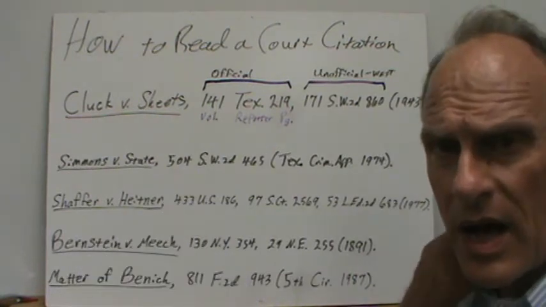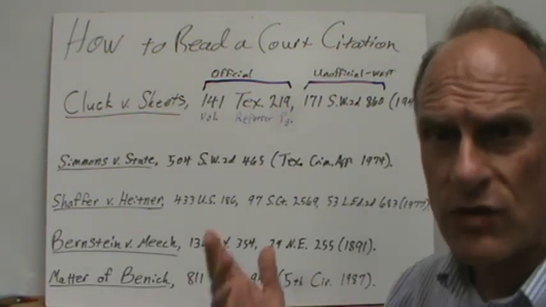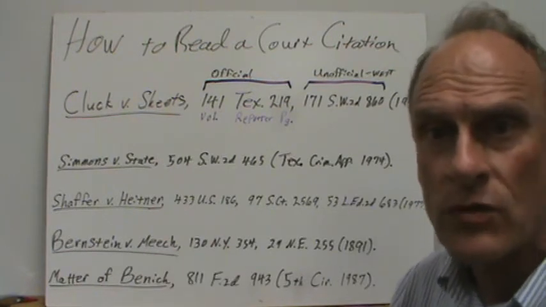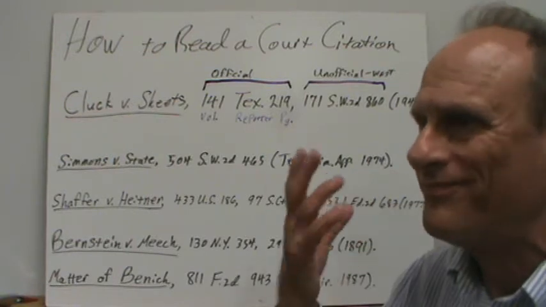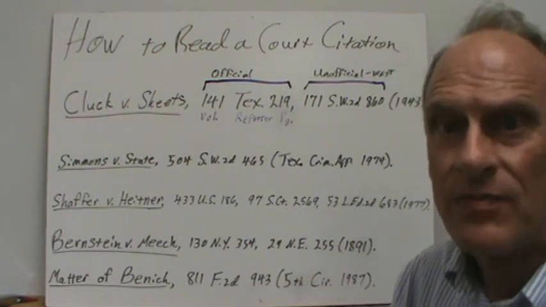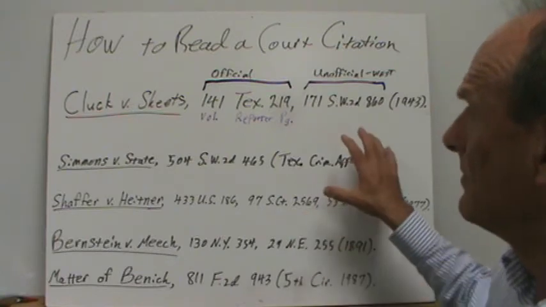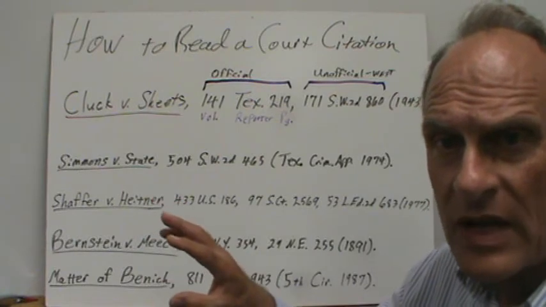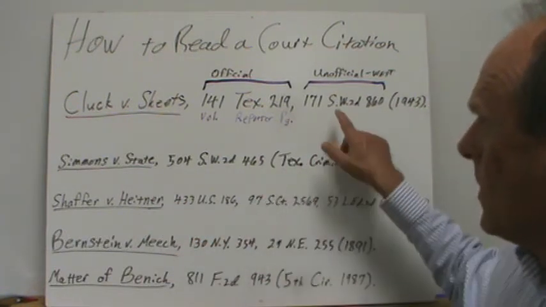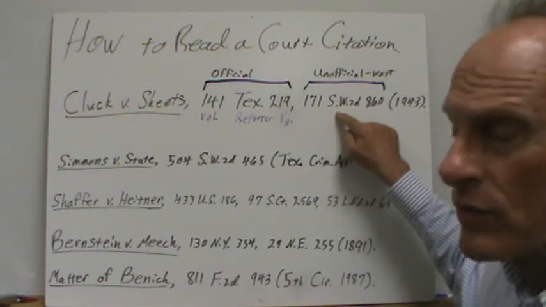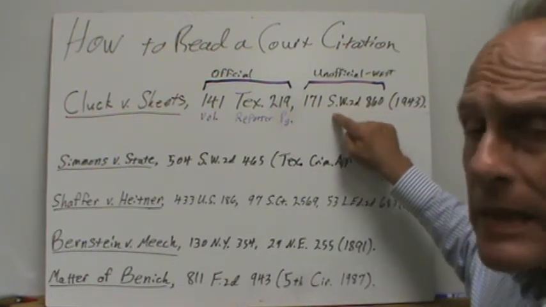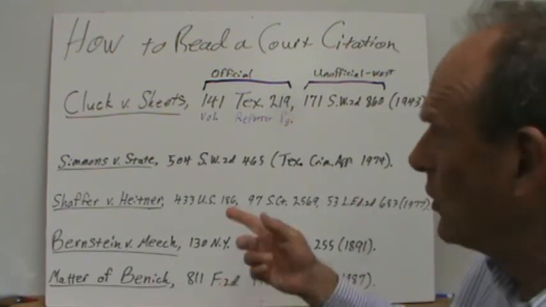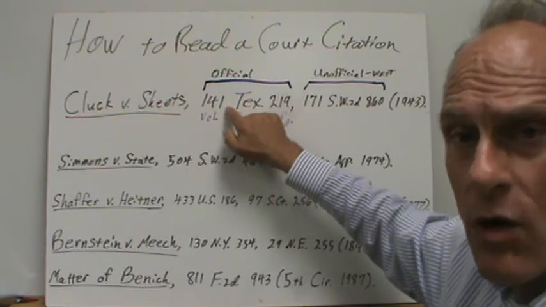Your worksheet says non-West. In other words, West Publishing Company, and now Thomson Reuters, is the biggest law book publishing company in the world, I suppose. And they have a whole series of interconnecting reporters that cover the entire United States. And the Southwestern Reporter is one of those. Now, whenever you have an official reporter, like we do in this case, it's always going to be listed first.